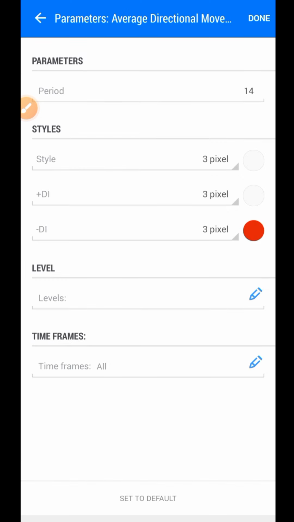Leave the settings like this, the period 14. The positive deviation and the style is going to be the background color of your chart, then only leave the negative deviation to be any color of your choice. Then click on done after that.